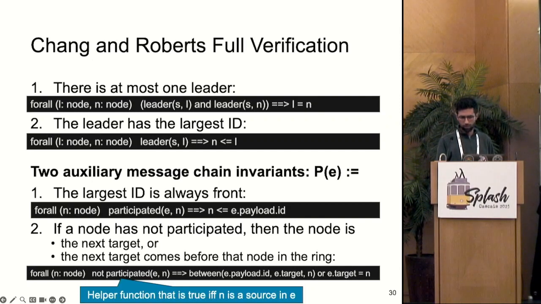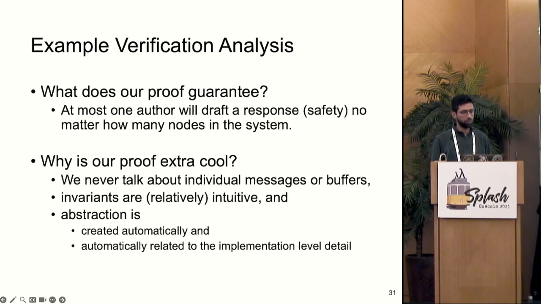And so this is really cool, actually, because that proof, first of all, guarantees that the system works no matter how many nodes are in the system. So it's parametric in that sense, which is cool, but other people are already doing that. What's even more cool is that the proof never once talked about individual messages. It never talked about individual message buffers. It didn't require any manual abstractions. And the automated abstraction that we put in, this message chain one, was automatically related to the implementation level detail. And also I would argue that the invariants were relatively intuitive. So yeah, we're really excited about this.